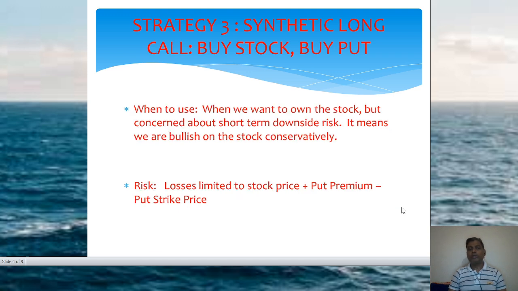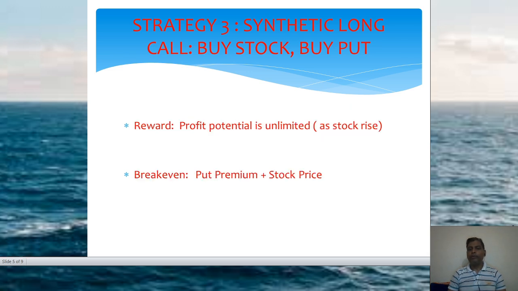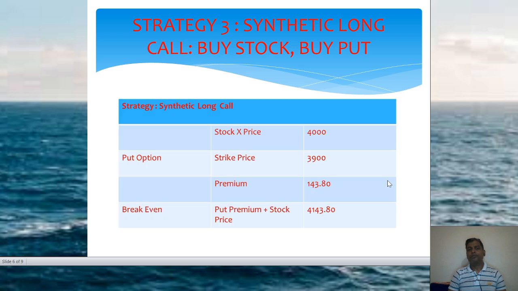Now, when to use this strategy? This strategy is to be used only when we want to own the stock for short term to medium term. But at the same time, we are concerned about short term downside risk. Risk can be calculated by adding stock price and the put premium and then subtracting put strike price from that. In this strategy, the profit potential is unlimited. Break even can be calculated by adding the stock price and the put premium.